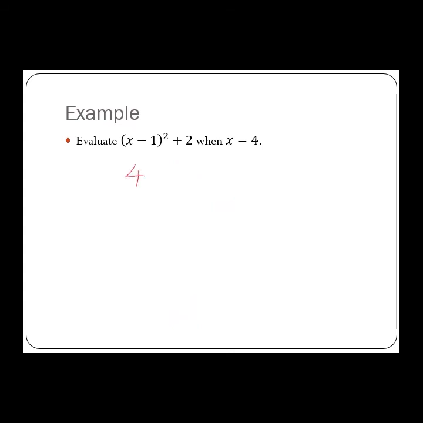Here we have parentheses 4 minus 1 squared plus 2. So this is 4 minus 1 is 3. I guess we don't need the parentheses at that point. So we can write 3 squared plus 2, 9 plus 2, and we get 11.